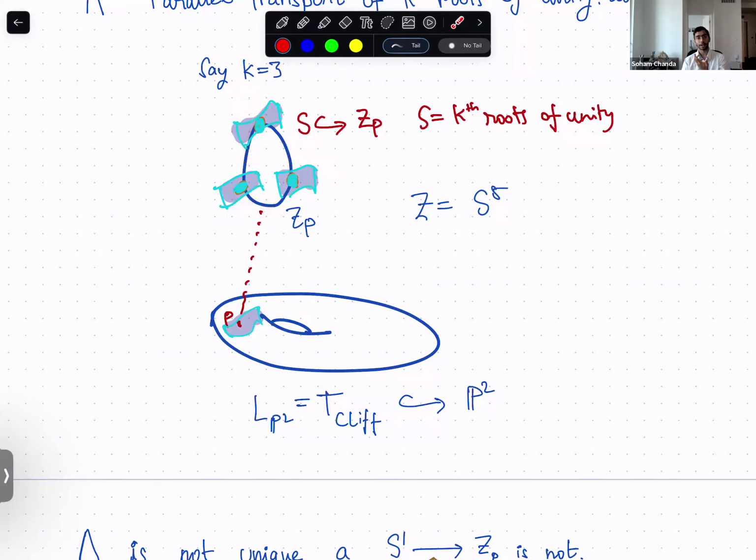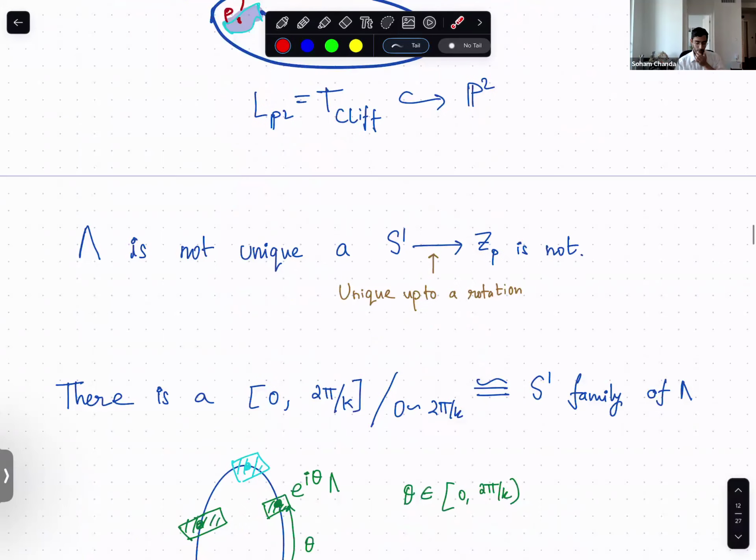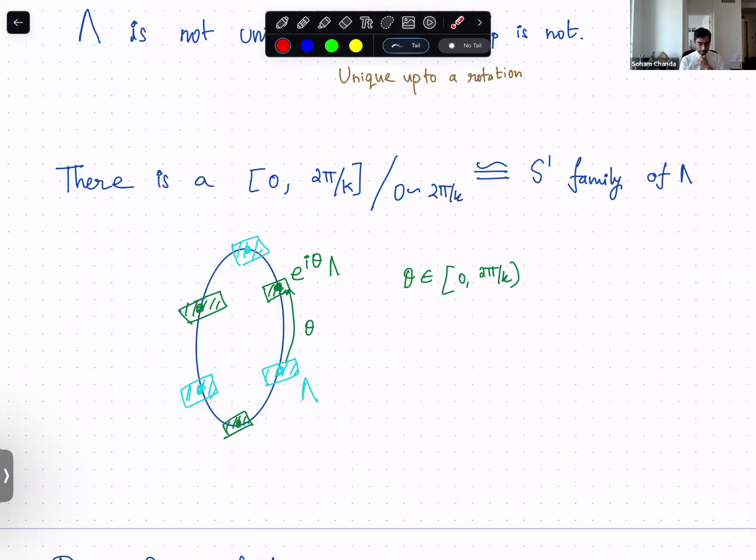And then you do this argument of parallel transport. You get a new Lagrangian, but everything is shifted by the action of e to the i theta. So what you actually get is that there is a family of Lagrangians, and this is exactly 0 to 2 pi over k. Remember, 2 pi over k is here because if you start with the point here, I was taking kth roots. If you go all the way 2 pi over k, you will come back to the same set. So there's only a family of this arc's amount, but then these two things are the same, so you actually get an S1 family. So this S1 is a shorter S1 than the other S1. Okay.